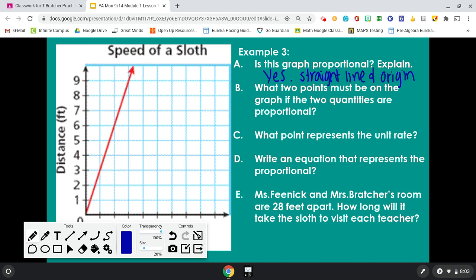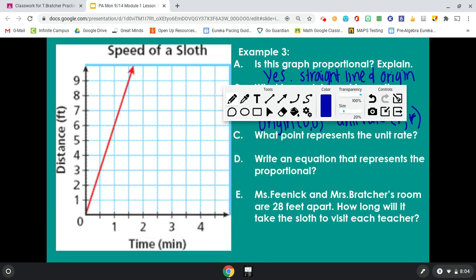So we know the origin, which is 0, 0. And the other one is whatever our unit rate is. So that's when the x value is 1, and then whatever that y value would be, which is the unit rate number, the constant number. So on this one, it says C, what point represents the unit rate?